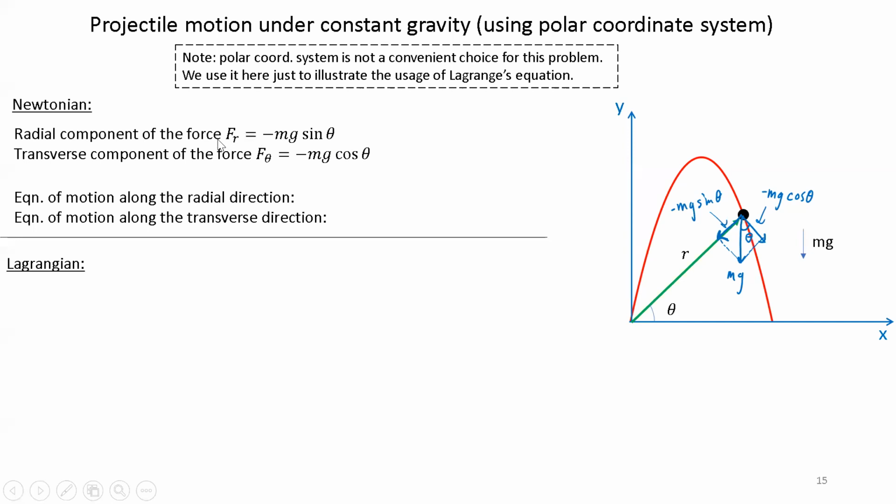Therefore, I have this radial component of the force and the transverse component of the force. My equation of motion along the radial direction is m times this whole thing, which is a_r, equals F_r. The other one is m a_theta equals this F_theta. This is how we would set up the equation of motion in the Newtonian way.